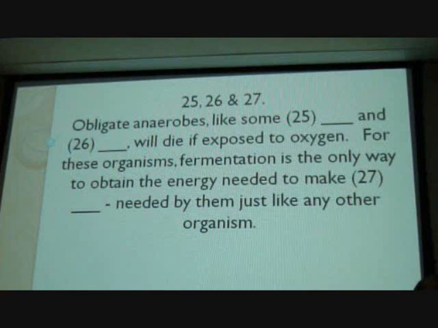For these organisms, they got to do fermentation. And they do that to make what? To make ATP. They must have the ATP. It all boils down to ATP. And you need to use that to make new organisms, whatever.